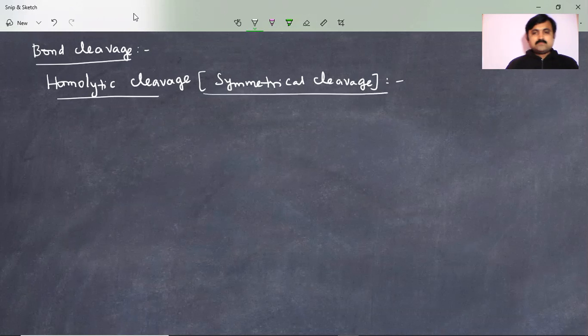Okay, in the name itself there is information given, that is, electrons are equally shared between the atoms. That means if the two electrons shared in a sigma bond become unpaired as the bond breaks, this we know. Once the bond is broken, the two unshared electrons are equally distributed to the atoms which were already existing with a covalent bond.